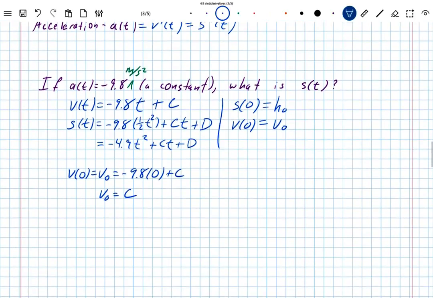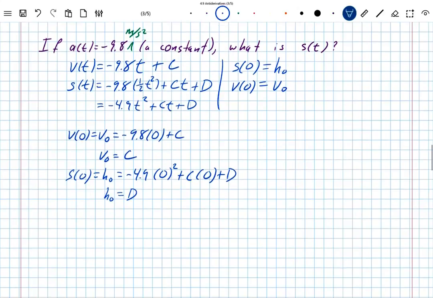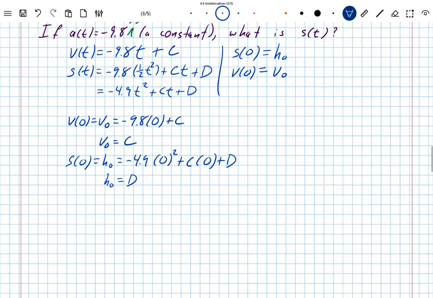Similarly, we could plug into our position function at time equals 0. That should give us h naught, but we could plug in and get negative 4.9 times 0 squared plus c times 0 plus d. But that is just h naught equals d. What do we get if we put this all together? We get our old friend. Maybe a new friend if you're just discovering it.